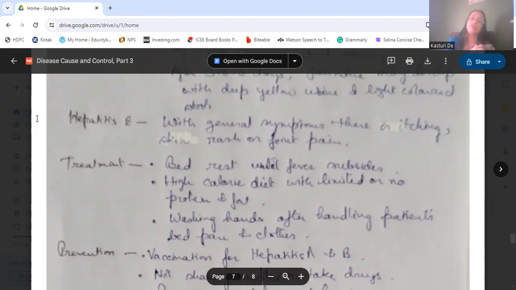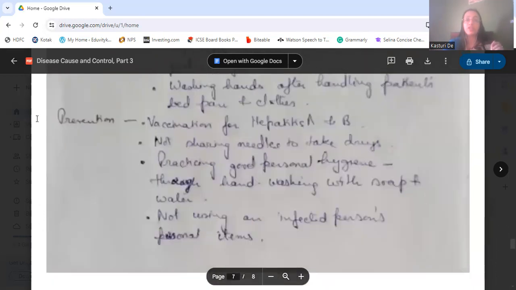Now the treatment overall is the same, that is they should take bed rest until the fever subsides. A high calorie diet should be taken with limited or no protein or fat. Wash hands after handling patients who have hepatitis. The bedpan and the clothes should be handled in a proper way, and they should wash their hands after touching those patients' properties.